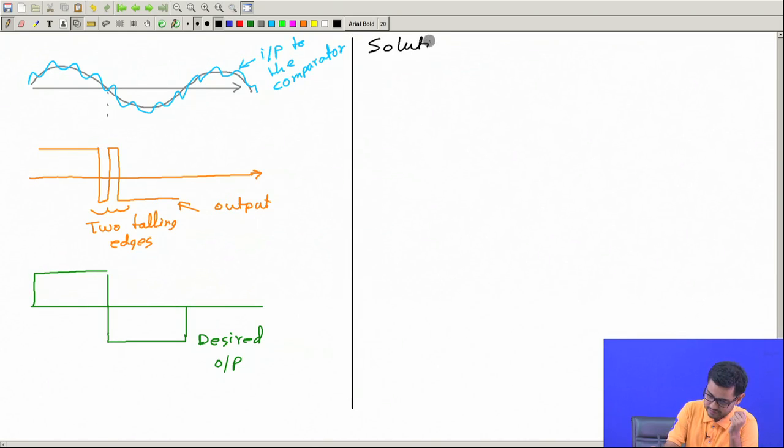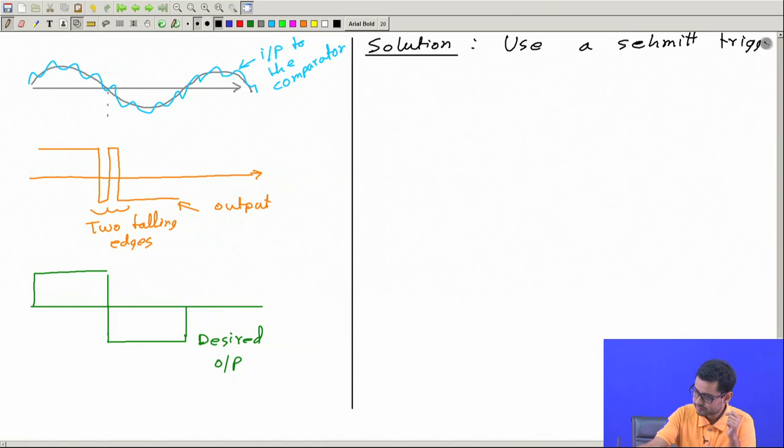The solution is use of a Schmitt trigger. So what is a Schmitt trigger? Okay, let us now talk about what a Schmitt trigger is. We will first talk about it functionally. How does it work? How does it function? Then we will talk about how it is implemented using op amps. Okay, so first function.